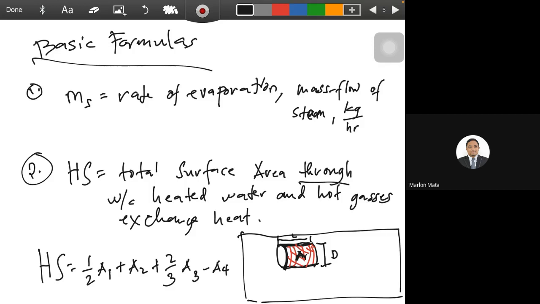So here we have area 2. Inside this boiler are small tubes, many small tubes, multiple smaller tubes. Each smaller tube has an internal diameter and an external diameter D small o. Okay, so area 2 is the area inside, the lateral area inside the tube. So it considers pi di L times the number of tubes. You will multiply this A2 by the number of tubes, of course.